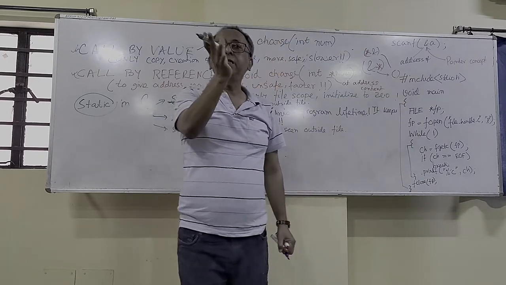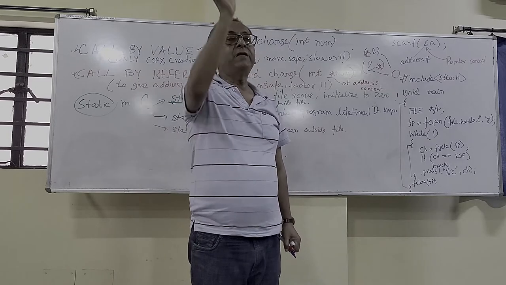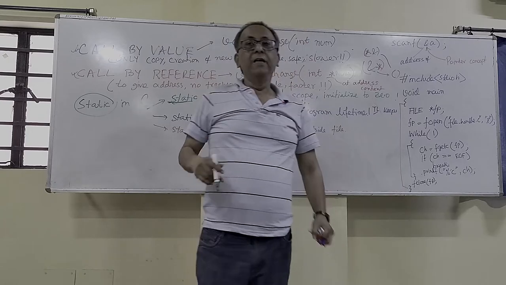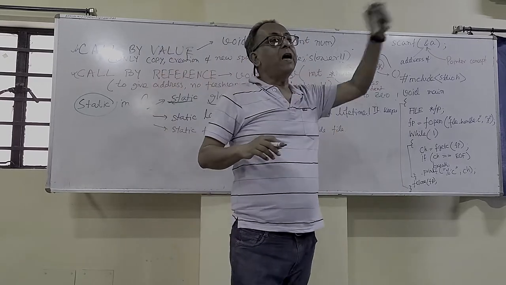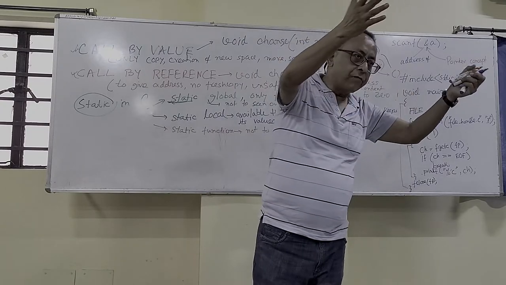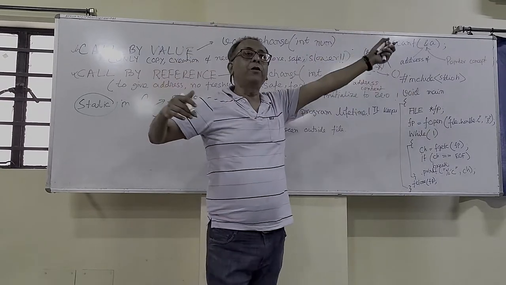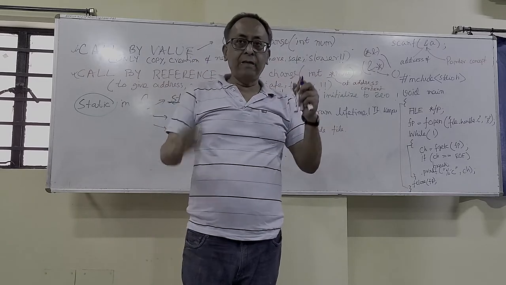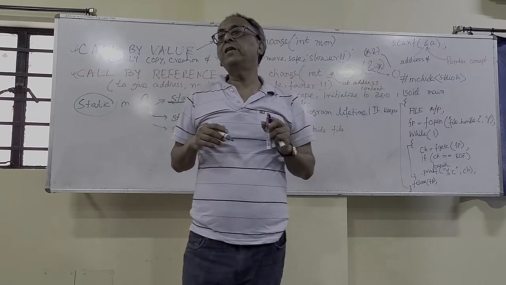What is the function signature? Function signature is nothing but the first line of the function with a semicolon. That is the function signature. If you wish to use that function in other files, you can include the header file also. Yes, that header file has to be included there. That is another way. And if you put static on a function, that function cannot be called from outside.